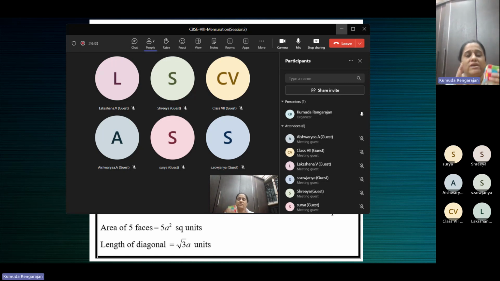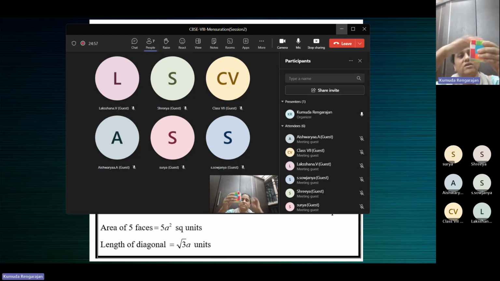Now, if you want to find the area of only 4 faces, say you want to find the curved surface area. See, these are the standing faces: 1, 2, 3, 4. There are 4 vertical faces and 2 horizontal faces. There are 4 vertical faces here: 1, 2, 3, and 4.